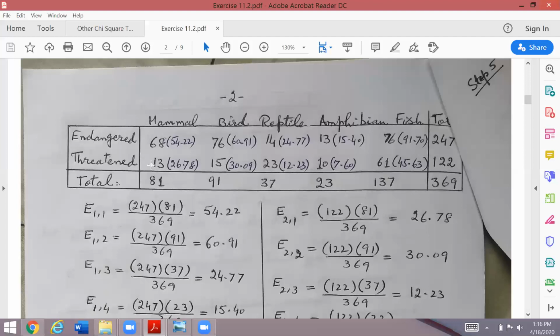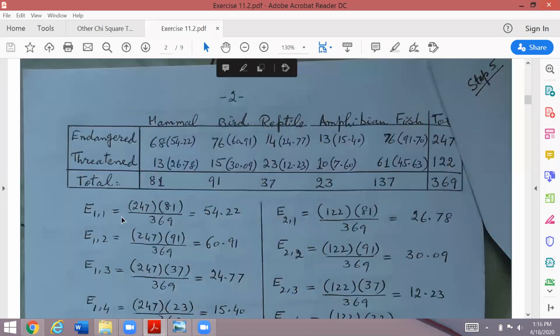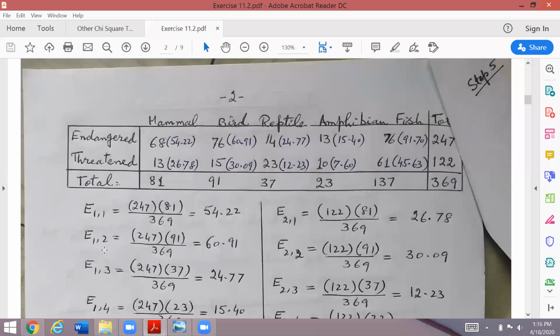How are we calculating the expected values? By doing the row sums, by doing the column sums and dividing them by 369. This is the grand total. The first expected value you have calculated. Now see, in the same style, you'll calculate the second expected value.